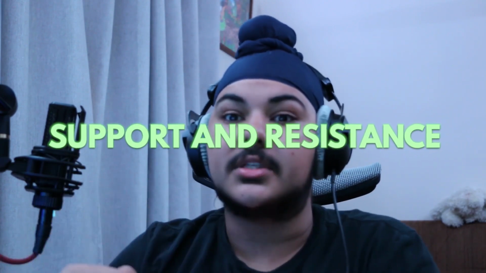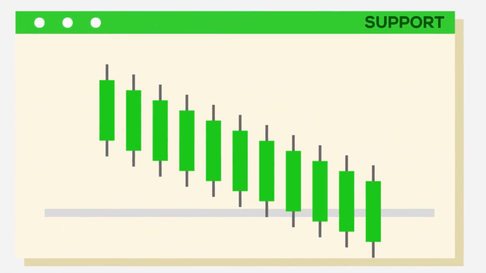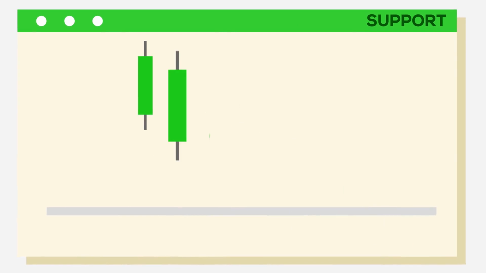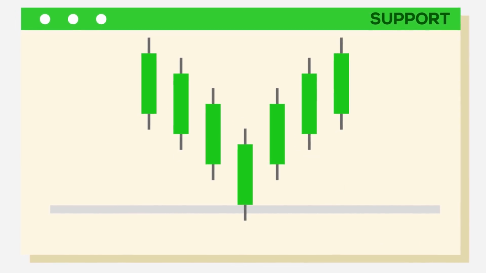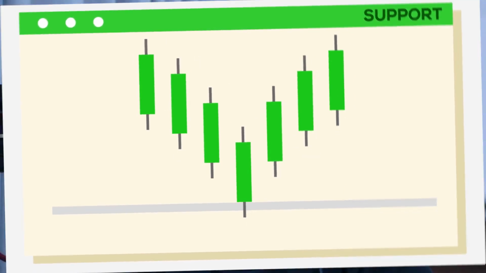So the main thing you guys always want to look at is called support and resistance. Now support is where a stock usually goes down to. It's under the current price. Usually it's where it tends to have a bunch of bounces and then continues to go up. So let me show you guys an example.